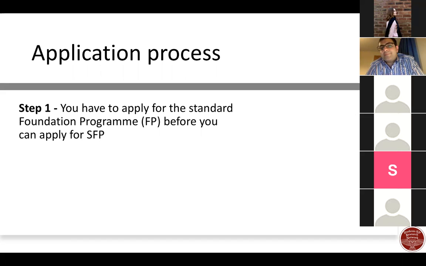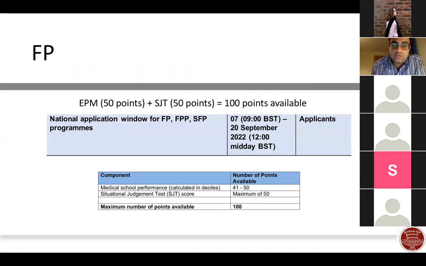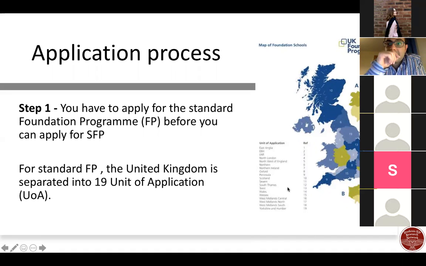Anyway, for the standard FP, the United Kingdom is separated into 19 units of application, and those are the deaneries. But for the specialized foundation program, the academic job, the allocation system is slightly different. Basically West, Midland, North, Central, and South are separate deaneries, but for the SFP, the academic units of application are like one whole unit. For example, I applied to East Midlands, which is itself two deaneries, LNR and Trent, but for the academic unit, it's slightly different to the normal foundation program.